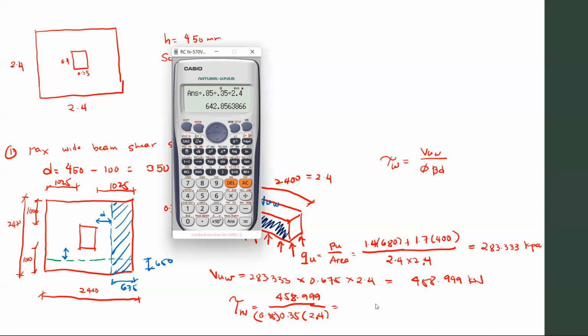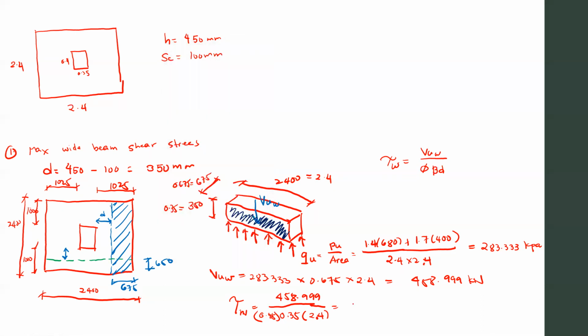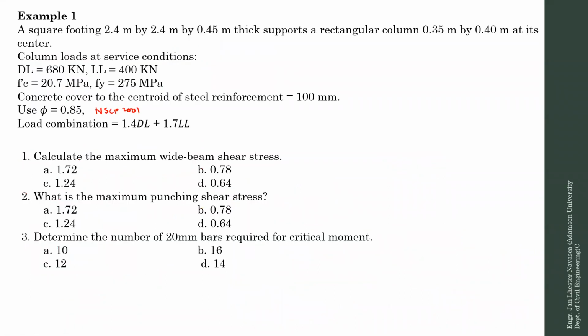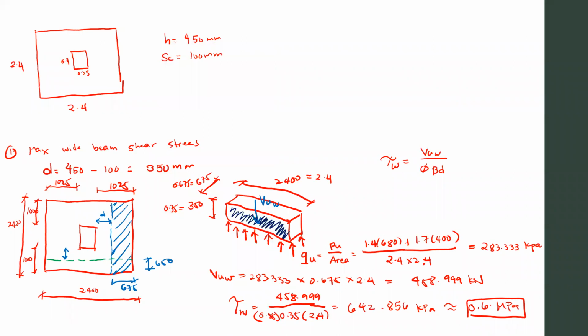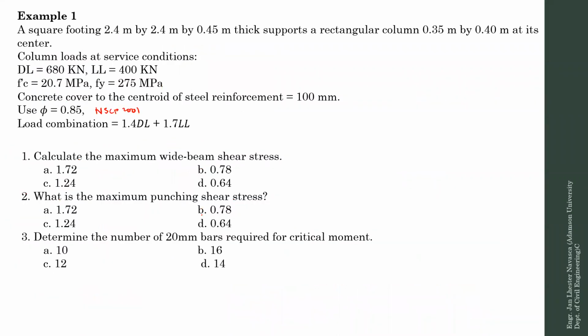Get 600, should be 642.856 kPa. Bakit kPa? Kasi kilonewton square meters yung ilalim, that is kPa. And approximately that is 0.6 MPa. Megapascal. I think naka-megapascal yung answer choices. Should be, so 0.64 pala. Okay, so that is this one.